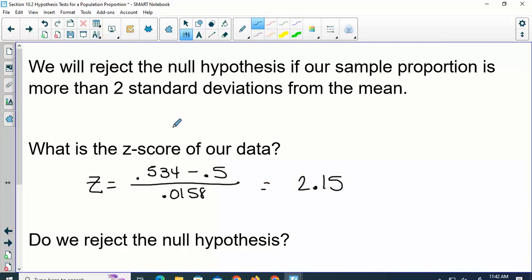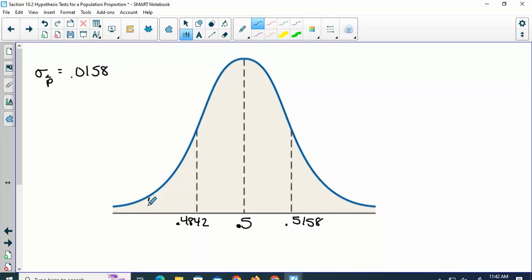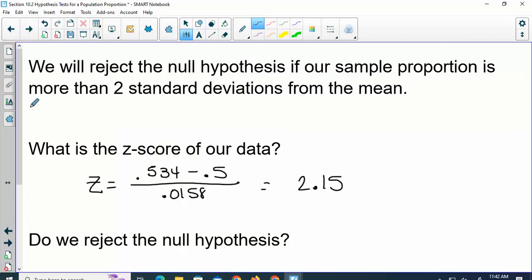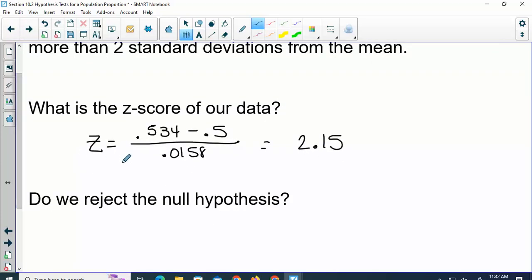So if you think about what this means, here's 2 standard deviations. We're all the way out here. Would that be unusual? Yes. It's less than 2.5% chance of being there. So more than 2 standard deviations we consider unusual. So yes, we reject the null.